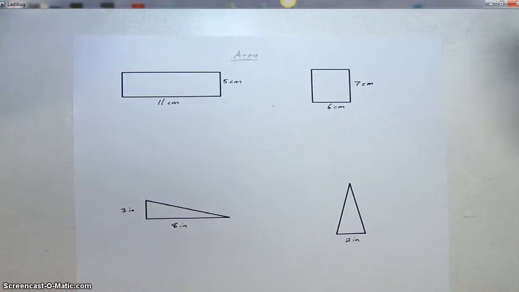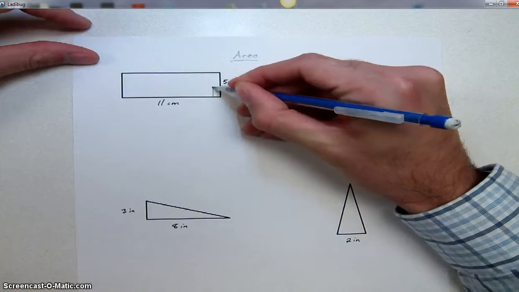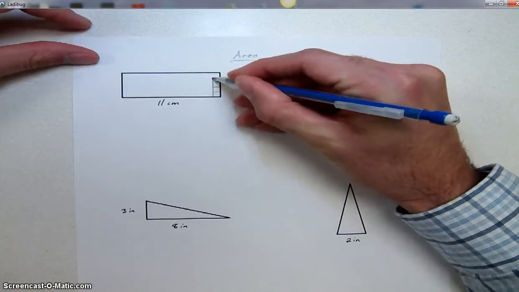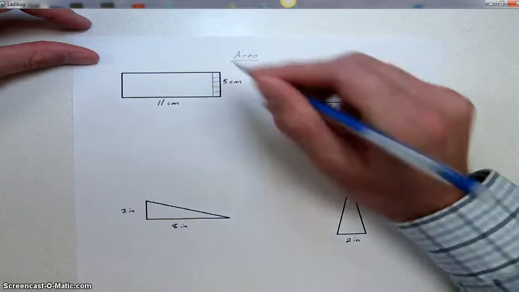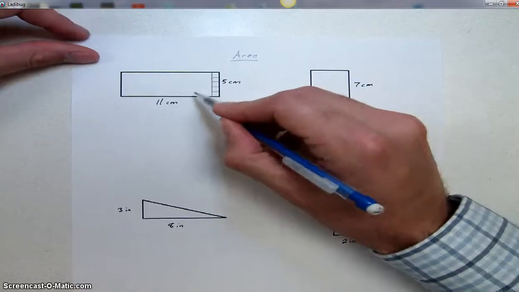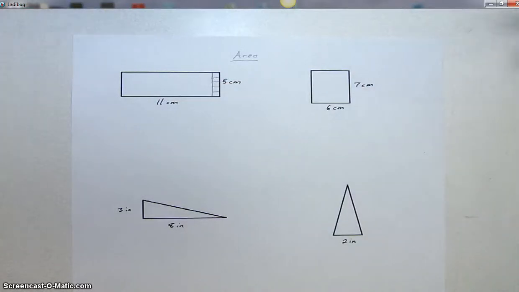Well, the way you do that is by counting up all the little squares inside of the shape. So here you can see there's 5 centimeters this way. So there would be 5 squares this way. And then we could count up all the squares within this to find out the area of that shape. That would take a lot of time.